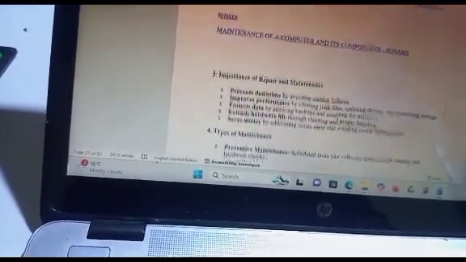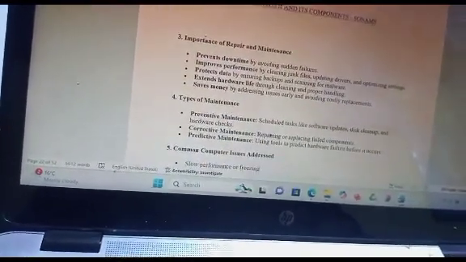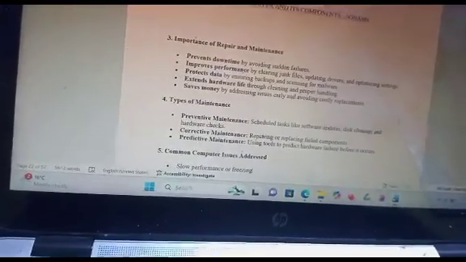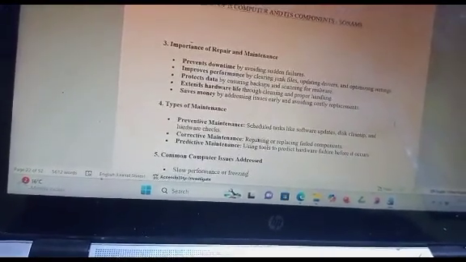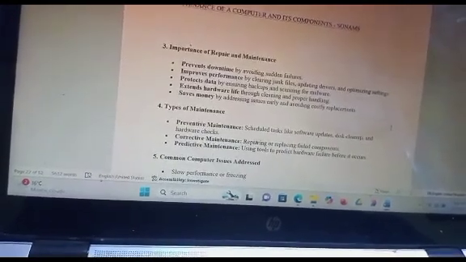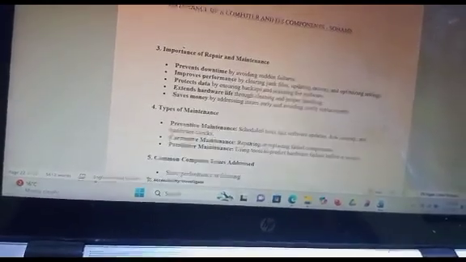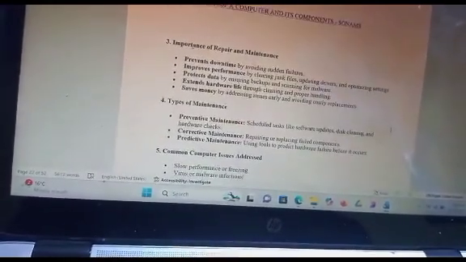specialization. So we can look at the importance of computer repair and maintenance. They prevent downtime, improve performance, protect data by ensuring backups and scanning for malware, and extend hardware life through cleaning and proper handling. It saves money because computers are very expensive.